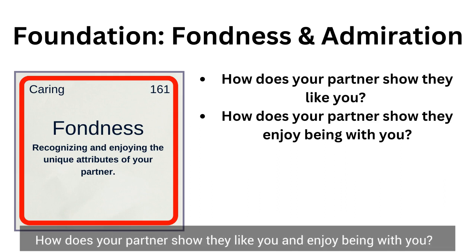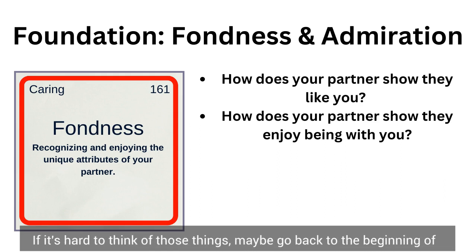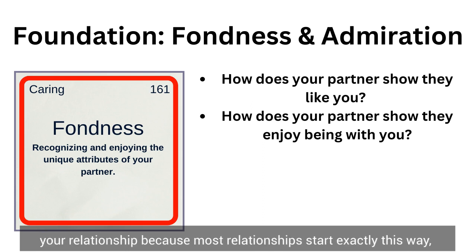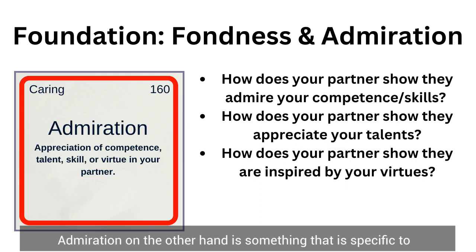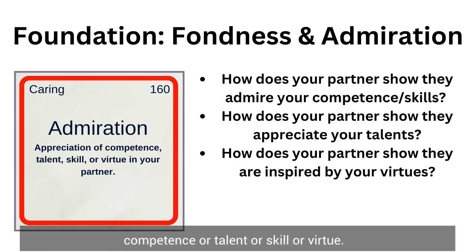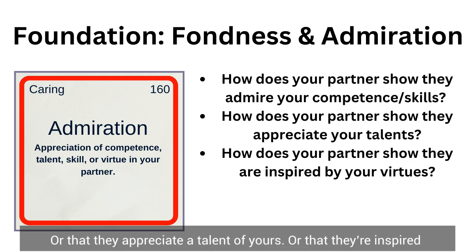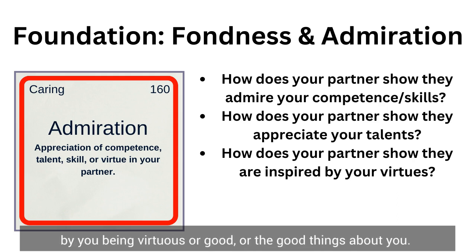So, how does your partner show that they like you and enjoy being with you? If it's hard to think of those things, maybe go back to the beginning of your relationship because most relationships start exactly this way, with an expression and a communication of, hey, I like you. Admiration, on the other hand, is something that is specific to competence or talent or skill or virtue. So, how does your partner show you that they admire when you're good at something, or that they appreciate a talent of yours, or that they're inspired by you being virtuous or good, or the good things about you?